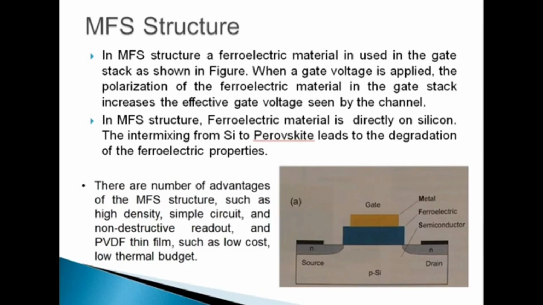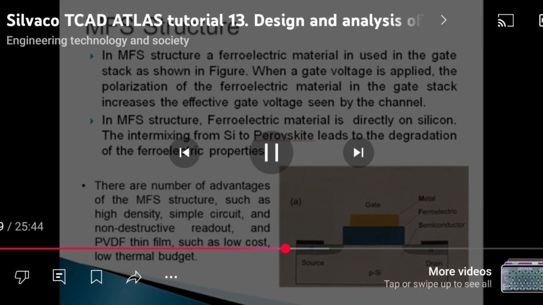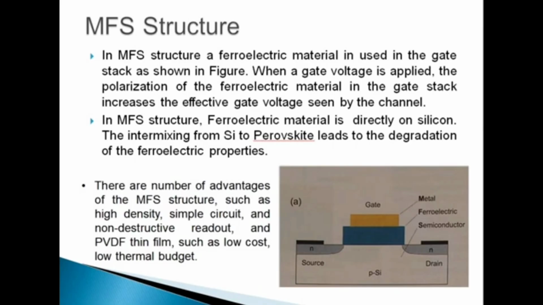The intermixing from silicon to perovskite leads to the degradation of the ferroelectric properties. But there are a number of advantages of using this MFS structure, such as high density, simple circuit, non-destructive readout, and with PVDF thin film, such as low cost and the low thermal budget.